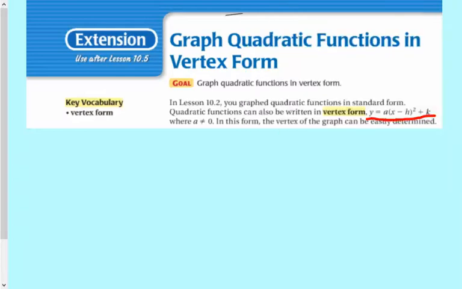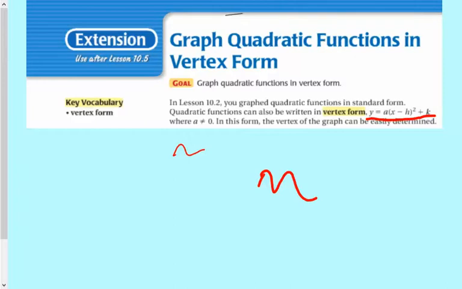So vertex form, nope, sorry. Okay, sorry about that, my smartboard wasn't calibrated.